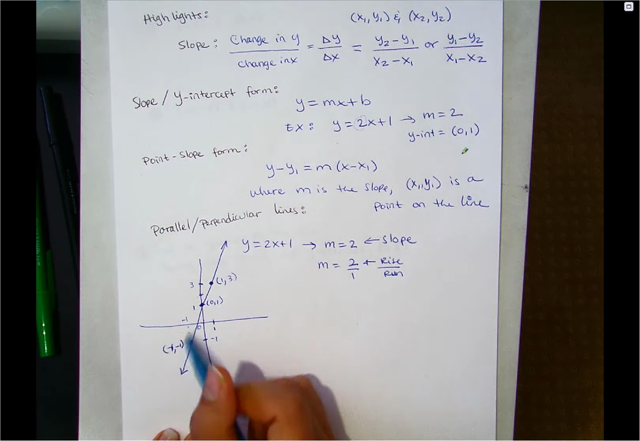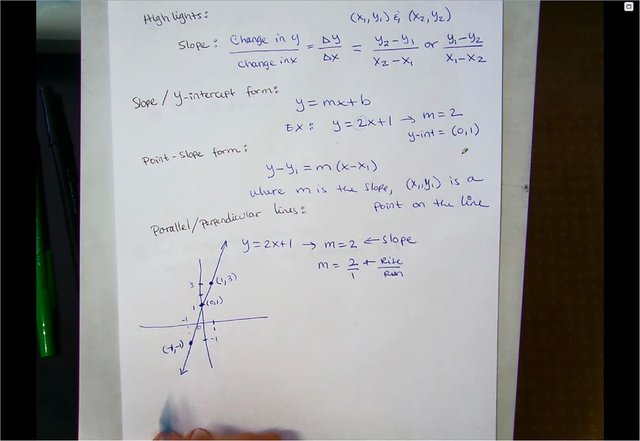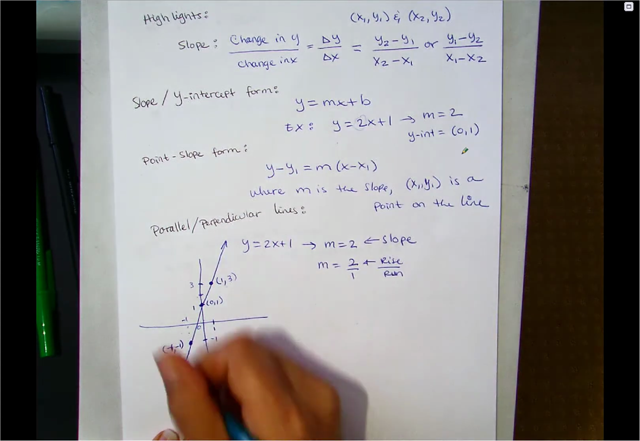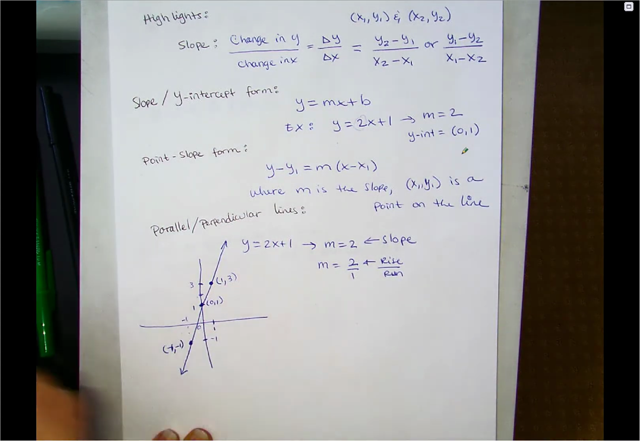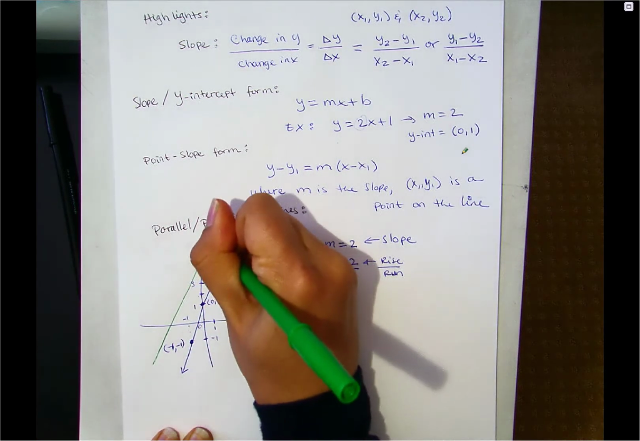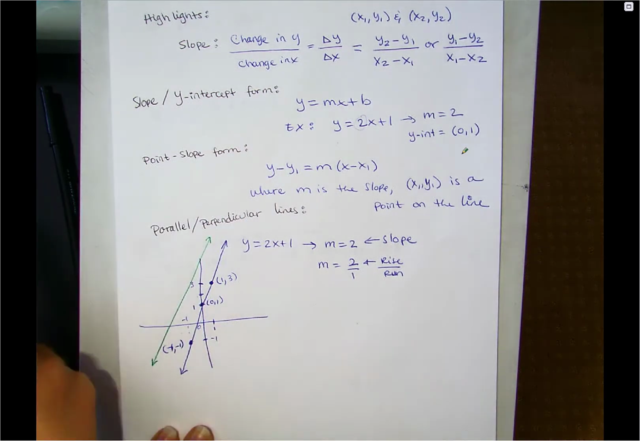So a line parallel to this means it follows the same incline that this has. So a line parallel to this one will be something like that, as long as it has the same shape. Well, I drew it a little bit different.